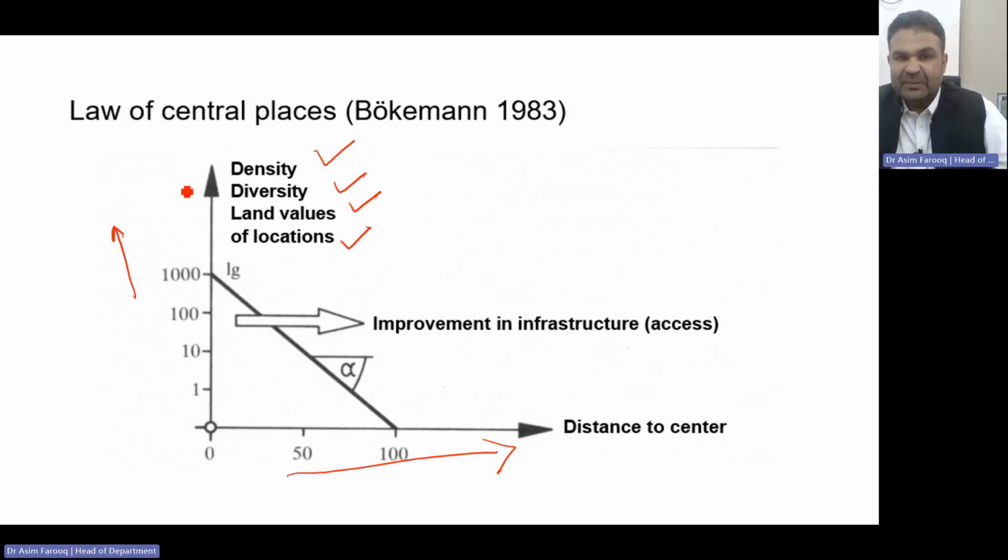because density will be very high, or exactly near the city center. Density, diversity, land value, and location will be different, but within the outskirt region, it will again be completely different. So now the question is how we can improve our transportation infrastructure to provide more accessibility as well as mobility to the people. This is the concept which was first presented in 1933 and then modified by the German philosopher Buchmann in 1983.